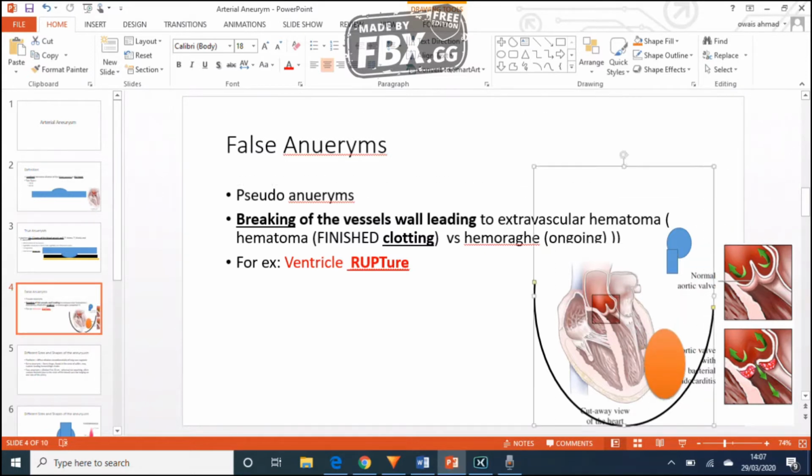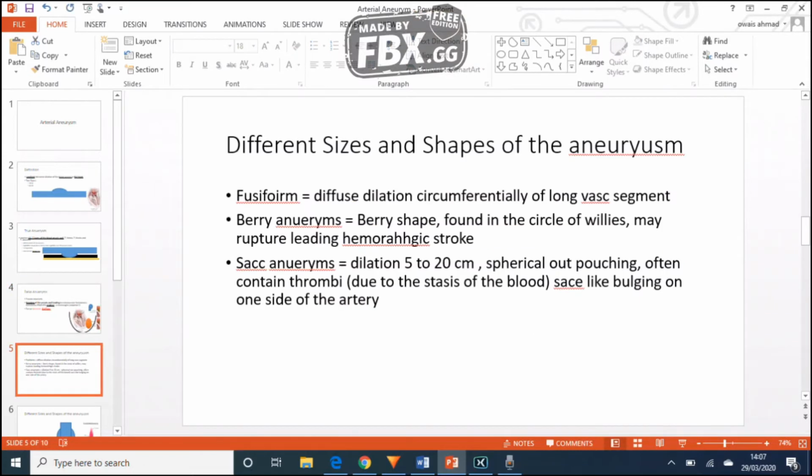Now different sizes and shapes, three main sizes and shapes. One is going to be berry. Berry obviously means a berry shape. And this can essentially occur in the circulus of Willis. When it occurs in circulus of Willis, what will it lead to? Intracranial hemorrhage. So hemorrhagic stroke, okay? Sorry for the spelling mistake.